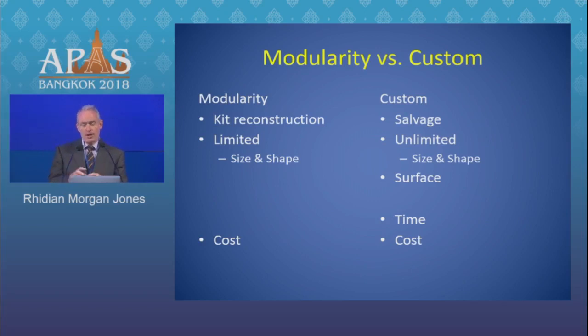And for that, you can have unlimited sizes and shapes. You can change the surface. You can coat them with silver, with iodine. It saves you time in theatre, but there's a lag before you get there. You can't just turn up for custom. You've got to plan it.